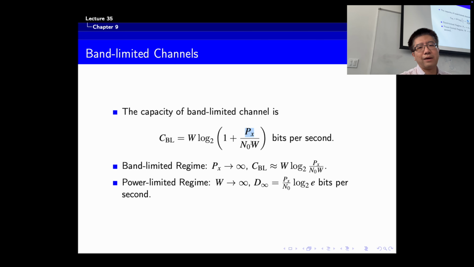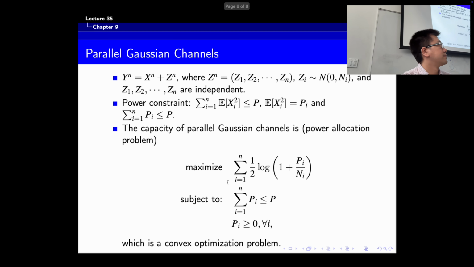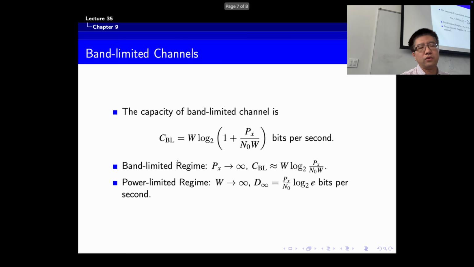The reason is that we have the bandwidth both here and here. In practice, for UWB, ultra wideband communication, it falls in this regime. But for cellular and for Wi-Fi, we're normally in the other regime. Okay, and questions?